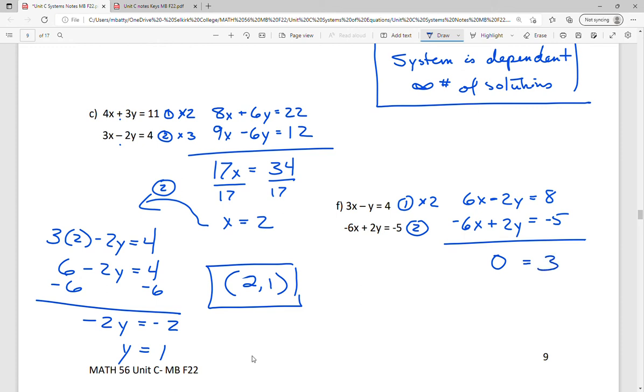This is a line of garbage. This is a line of nonsense. That tells me that my system is inconsistent. Tells me it's impossible to satisfy both of these equations at the same time. Tells me that they actually run parallel to each other. Tells me that there is no solution to this system.